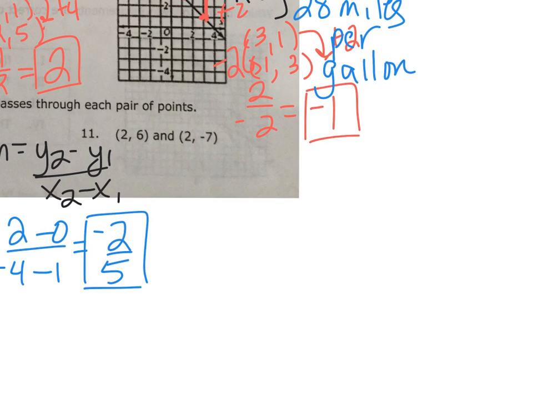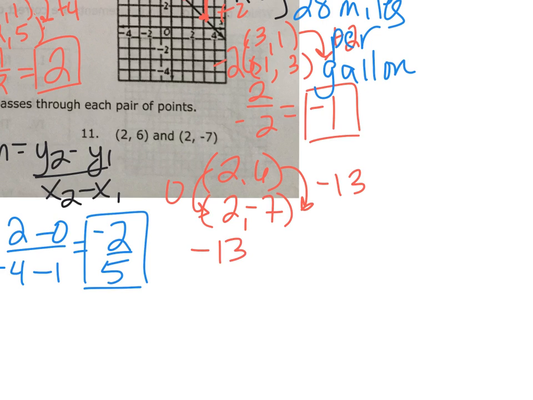Okay, number 11. Again, you could put your points, like write them sort of like in a table. To get from 6 to negative 7, I'm going to subtract 13. 2 minus 2, that's a change of 0. So it's negative 13 over 0.